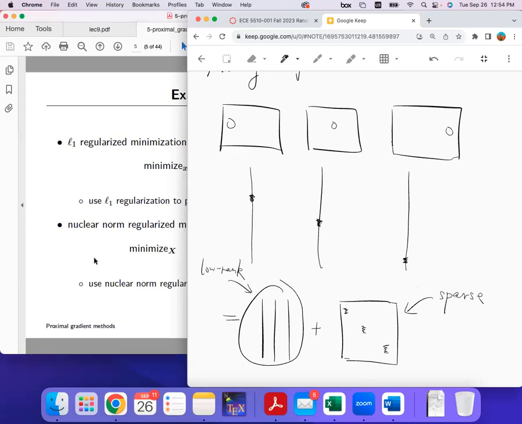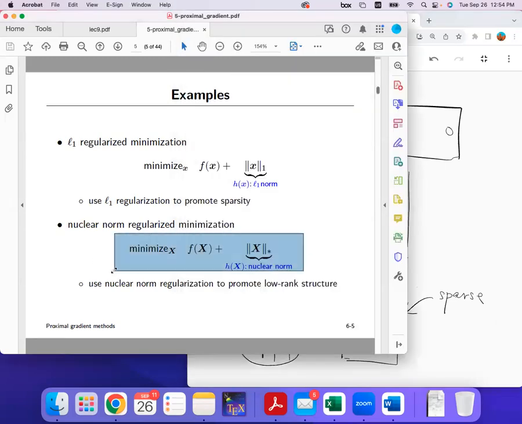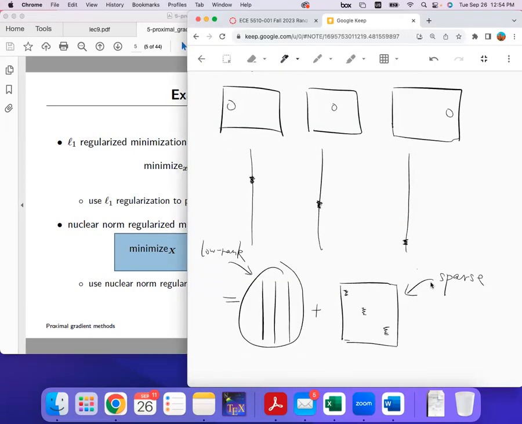Okay. And this can be done by such a model, by adding nuclear norm and L1 norm, by putting them together to model this signal separation problem. And later on, we will talk about how to model that and how to design algorithms to solve this problem. It's a very, very interesting problem.